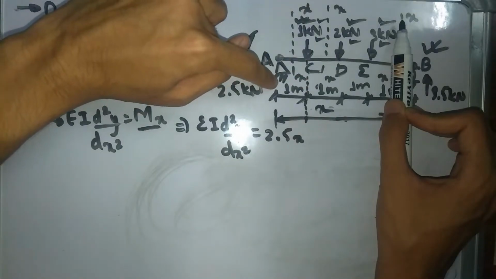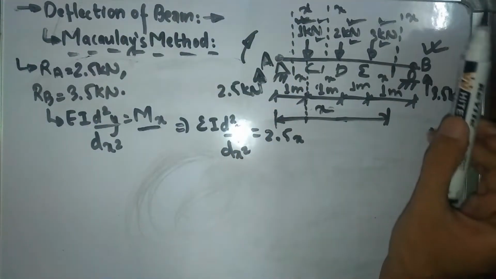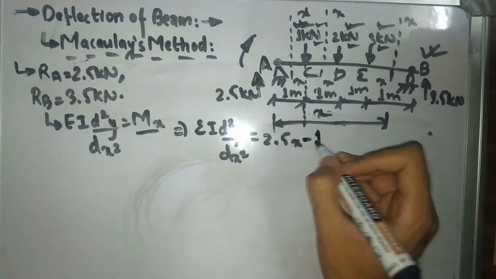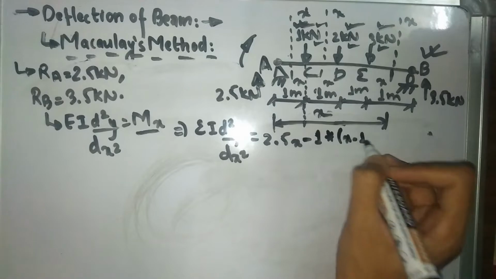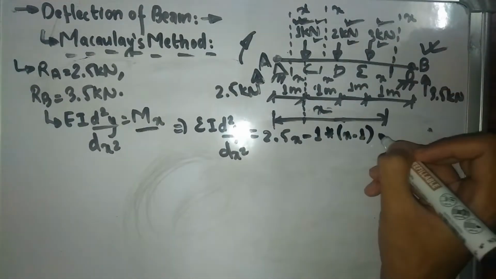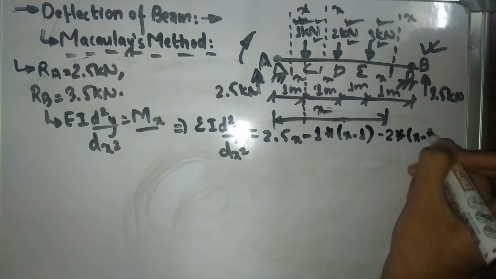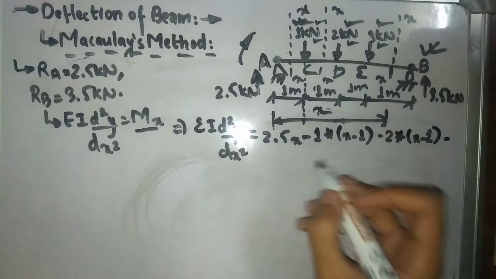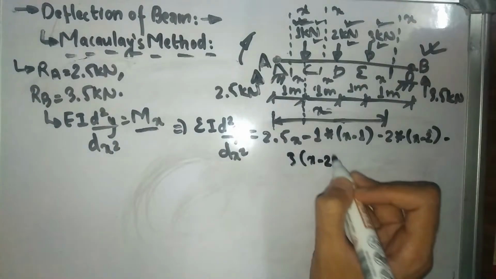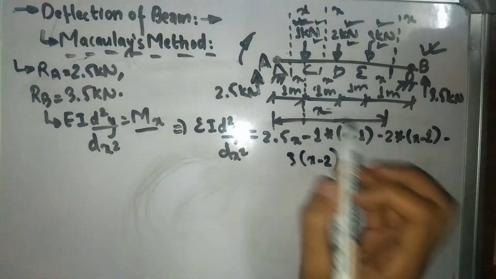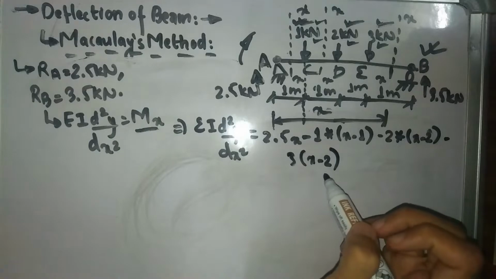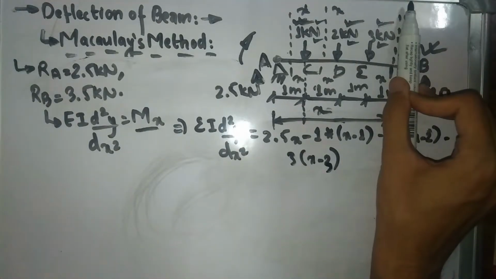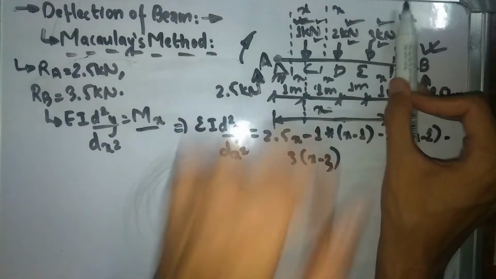We're going to subtract this one distance from the left, so it's going to be x minus 1, with a minus sign because it is producing anti-clockwise moment: minus 1 into x minus 1. Similarly for 2, it's going to be minus 2 into x minus 2. And similarly, let me put the minus sign for 3 into x minus 3, not 2x minus 3, because on the left we have 3 meters, so the remaining distance is x minus 3.